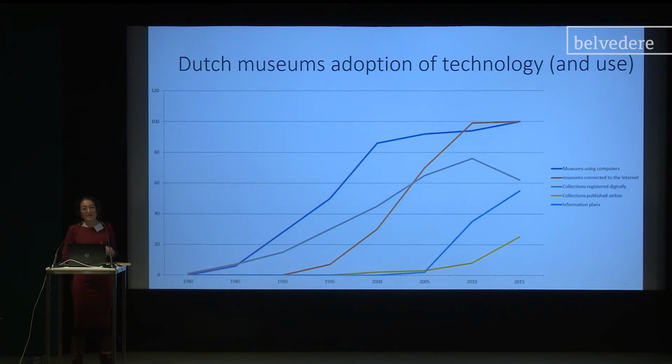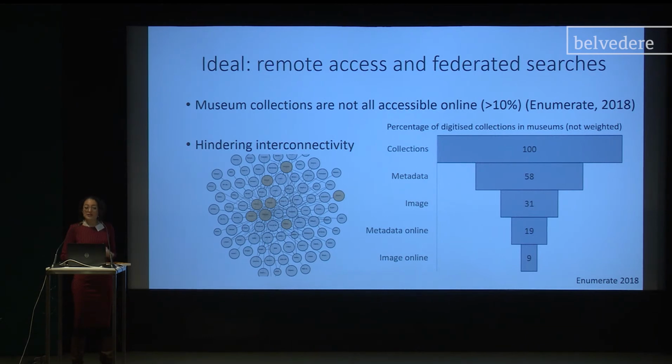In 2015, it was estimated that about 25% of museum collections were available online. Now it's maybe 30%, but this also has to do with how you count. It used to be just registration of objects. Now we expect an image to be counted as registration, so the data can sometimes change. Still, this ideal of remote access and federated searches is a challenge, since so little of our collections are available online, able to be linked, hindering this lovely picture of linked open data.